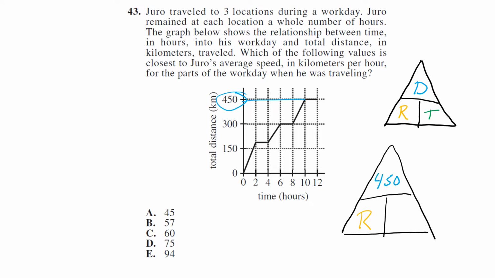Remember, we're looking for rate. For time, we're only going to count the time he was moving. So here and here and here. So that's 2 hours plus another 2 hours plus another 2 hours. So he's traveling for 6 hours. So 450 divided by 6 will give us his total rate in kilometers per hour, and 450 divided by 6 equals 75. So your answer has to be D.